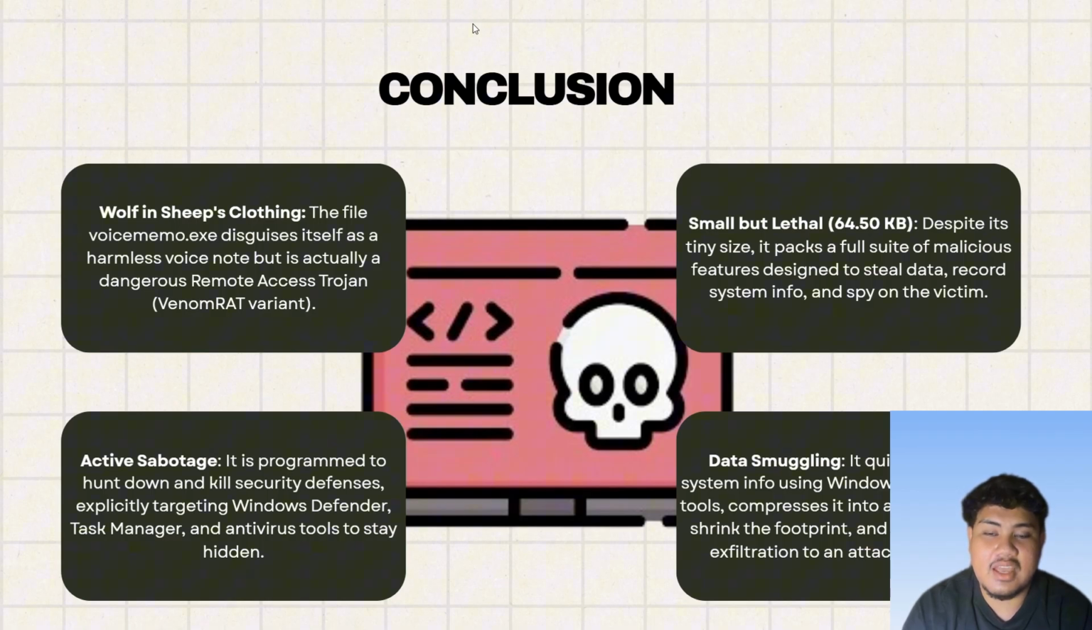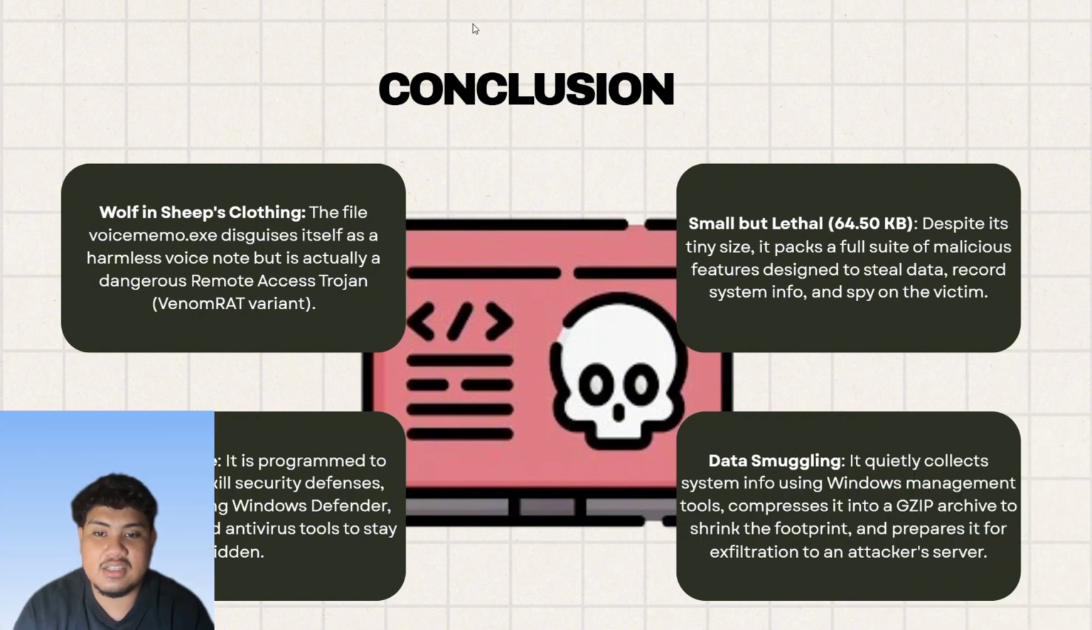For the third one, active sabotage. It is programmed to hunt down and kill security defenses, explicitly targeting Windows Defender, Task Manager and antivirus tools to stay hidden. And for the last one is data smuggling. It quietly collects system info using Windows management tools, compresses it into a gzip archive to shrink the footprint, and prepares it for exfiltration to an attacker's server.